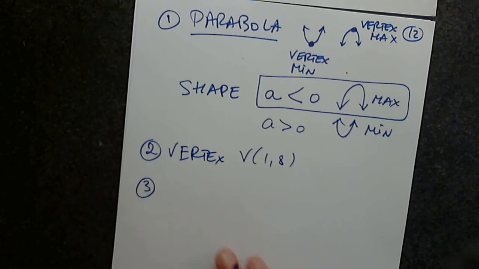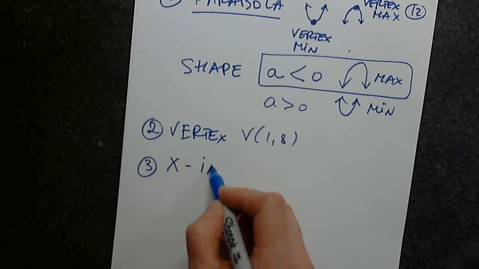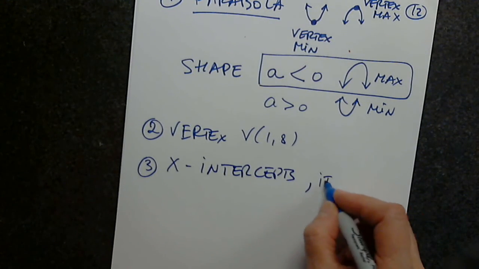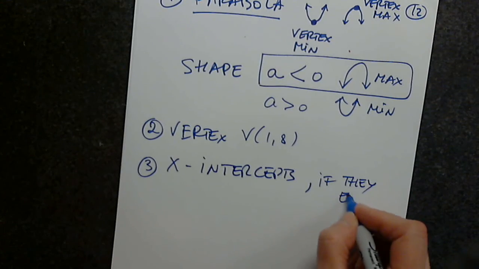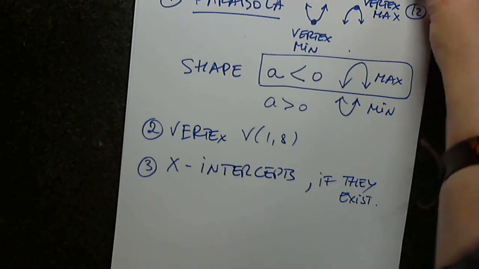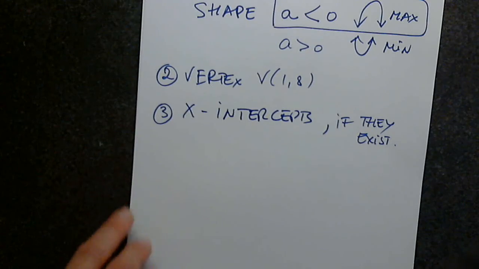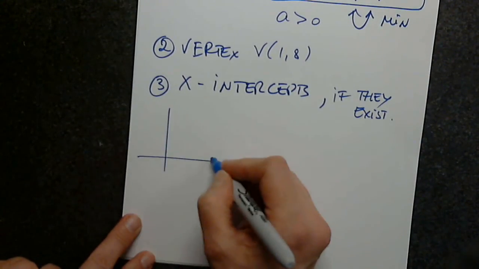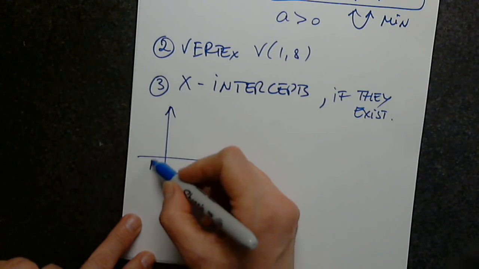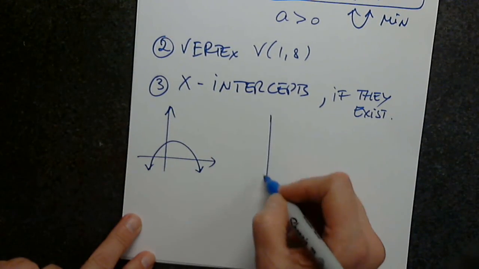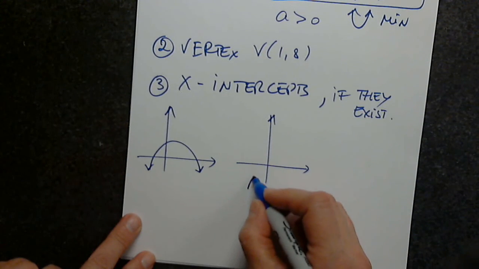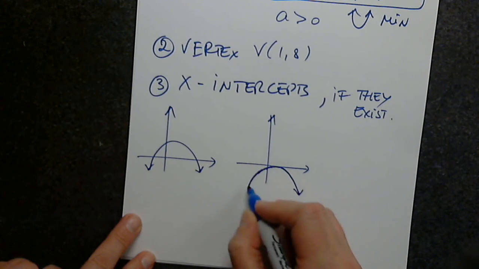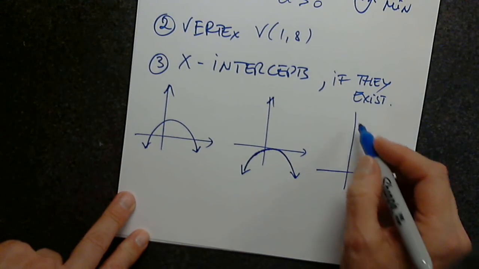Number 3, I have to find the x-intercepts, if they exist. What does that mean, if they exist? So let's talk about a maximum because that's our case. There are 3 possibilities for a maximum. Here's one. Here's the other. And here's the third one.